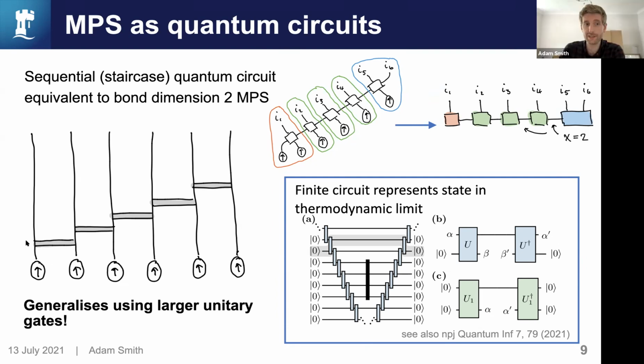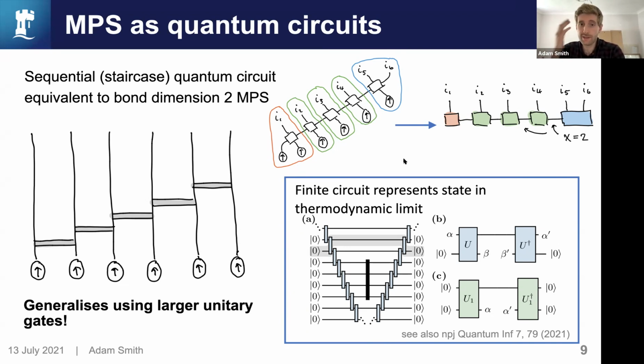We just have 2 qubit gates that are applied essentially one after another in a sequence. This does actually generalize to higher bond dimension, but then we need larger unitary gates. And just to see how this works, you can regroup this circuit, and you essentially end up with a single qubit wire connecting these blocks, and this single qubit is this bond dimension 2. It takes a little bit more work, but you can show this is actually a general MPS of bond dimension 2 as well.